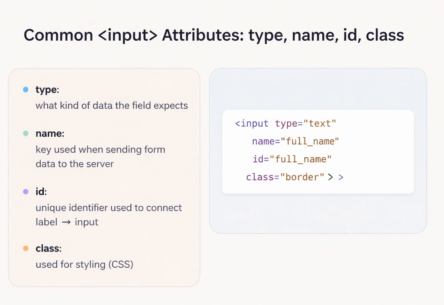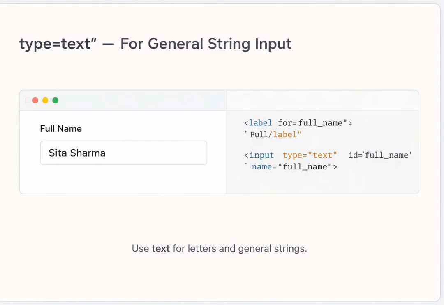Inputs usually come with a few important attributes. Type defines what kind of input it is, like text, email, or number. Class is mainly for styling. ID is a unique identifier, and it's especially useful for connecting a label to its input. And name is crucial. It's the key that determines how the data is sent to the server when the form is submitted. Type equals text is the most general option.